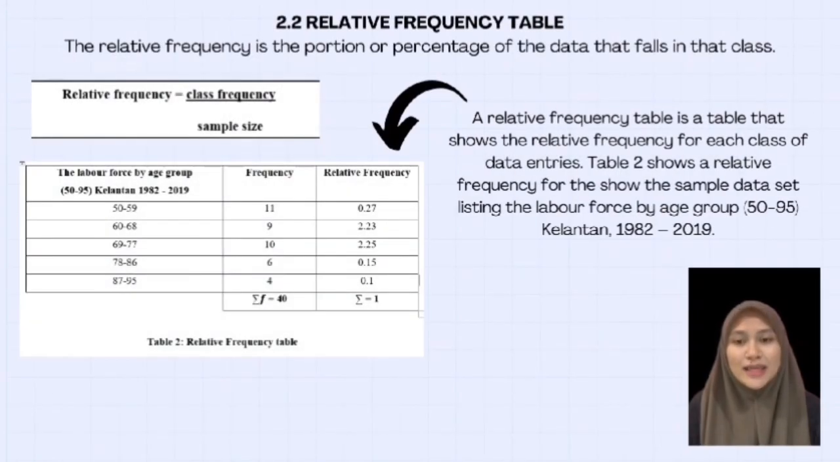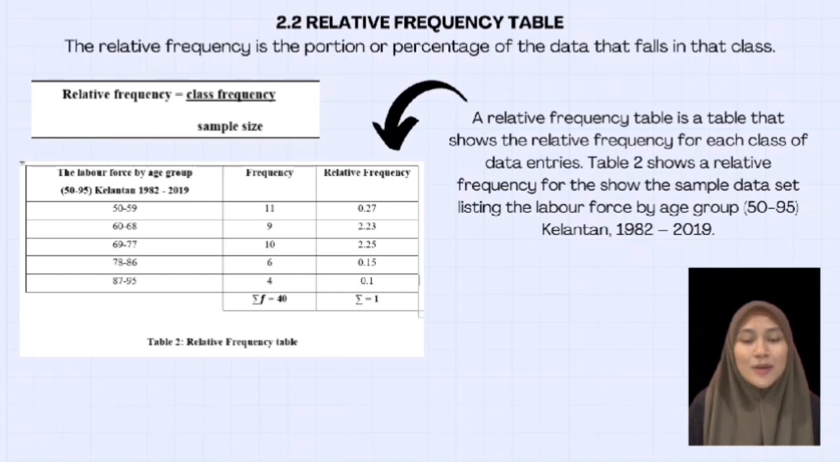2.2 Relative frequency table. The relative frequency is the portion or percentage of the data that fall in that class. Formula: relative frequency equals class frequency divided by sample size. A relative frequency table is a table that shows the relative frequency for each class of data entries. Table 2 shows the relative frequency for the sample dataset listing the labor force by age group 50 until 95, planted 1982 until 2019. For example, the first class relative frequency is 0.27.